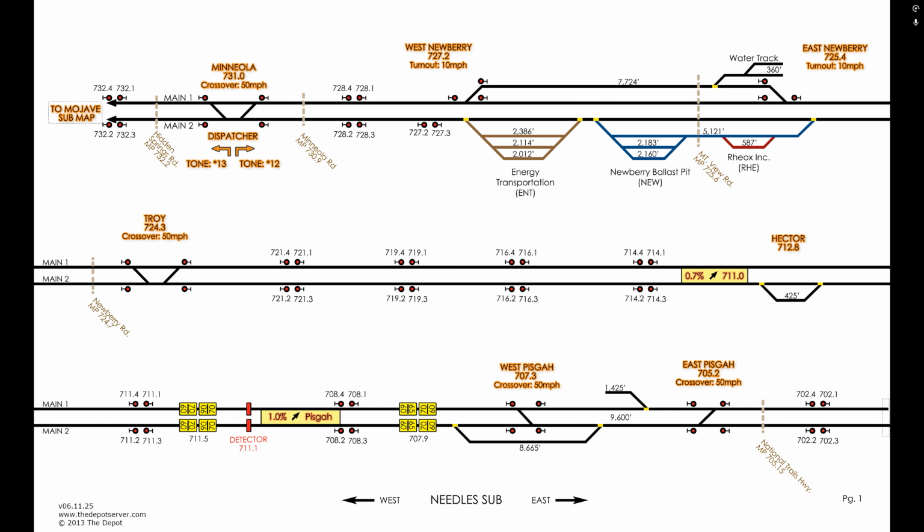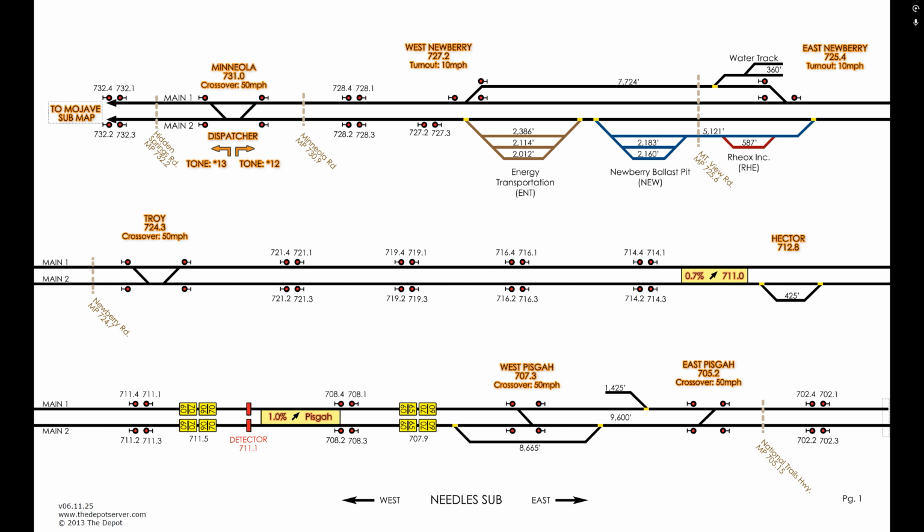Okay, now on Needles page 1, you can see up at the top, we got 3 industries: energy, transportation, ENT, Newberry Ballast Pit, and REOX. So those are the 3 that we're going to start out with because it's really close to Barstow, and it'll be simple to work on. But I'm looking at this map, and I'm wondering what local job are these a part of? I got the industry names here, but I don't know the local job.